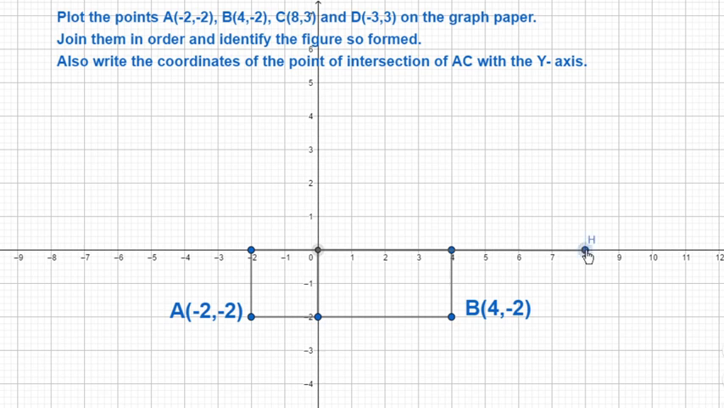So where is 8? This is the x-axis, this is 8, and where is 3? On the y-axis, it is upwards. So we will mark here as 3. Now we will extend both these lines, and where these lines intersect each other we will mark the point C.